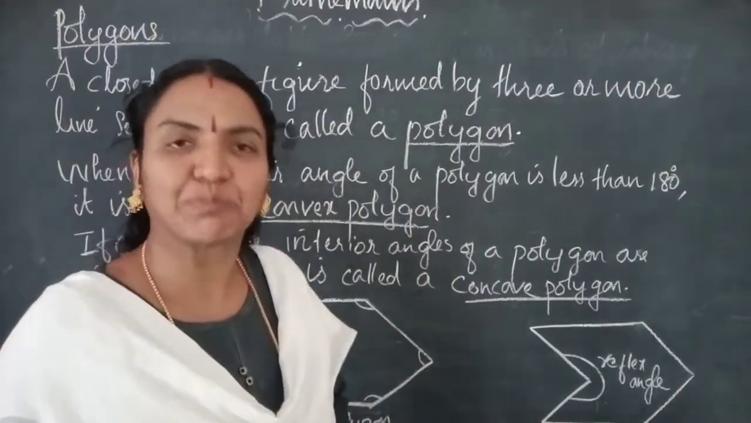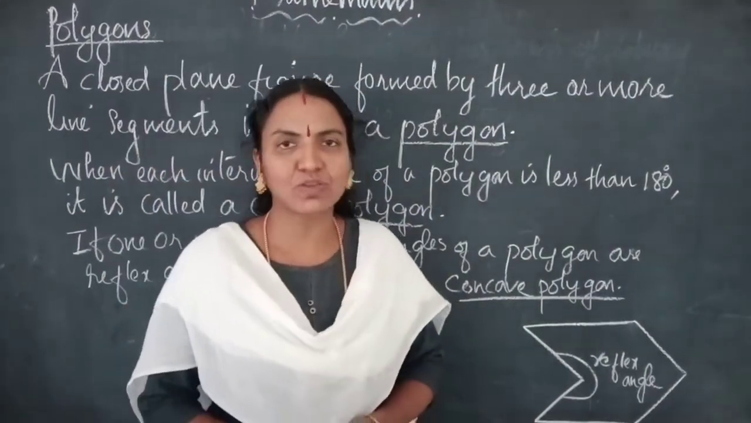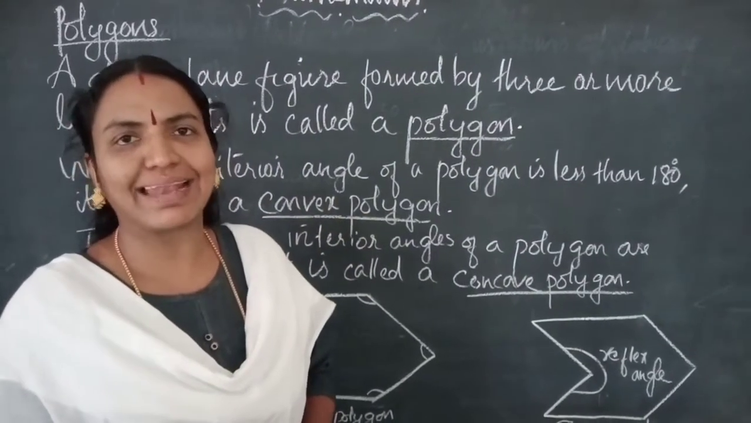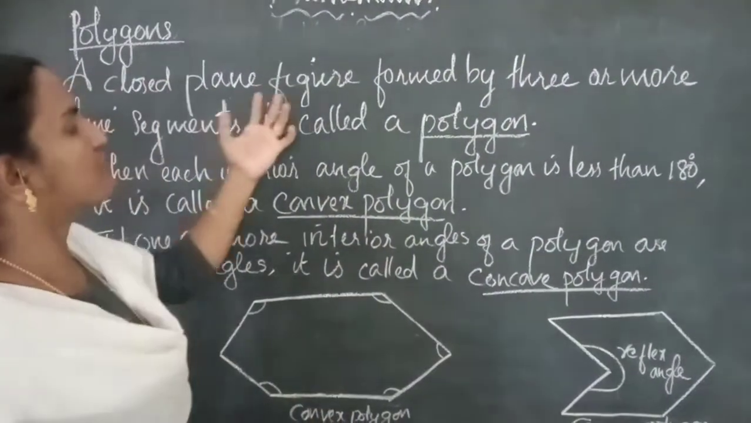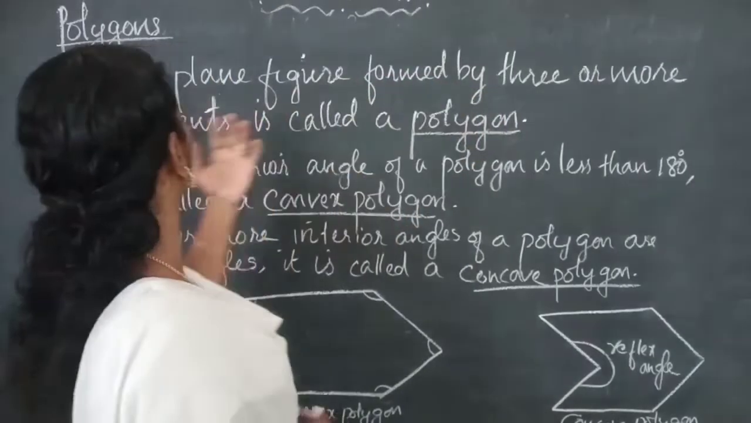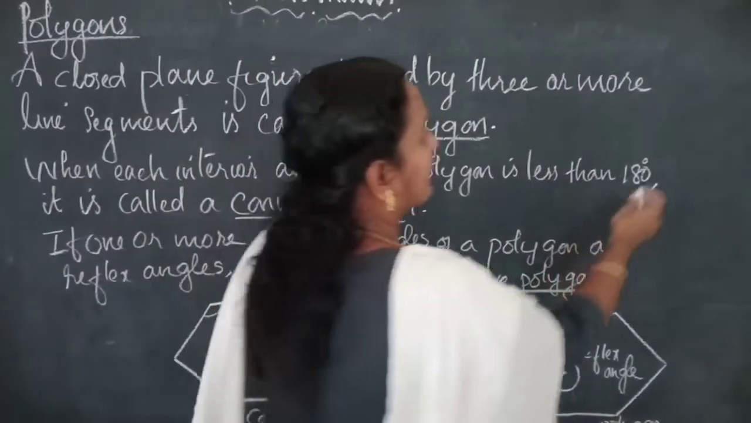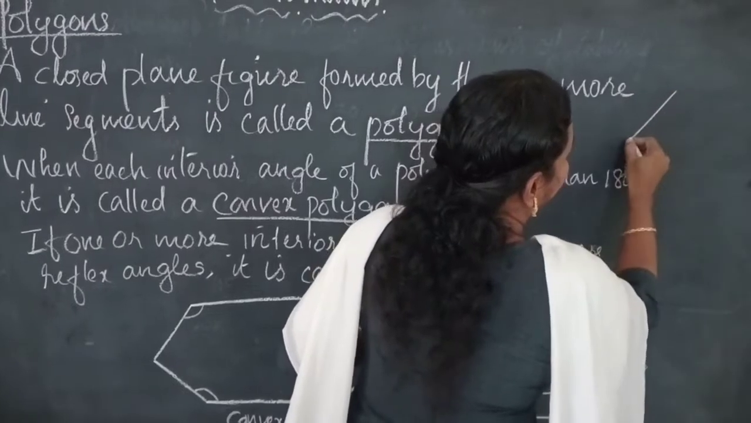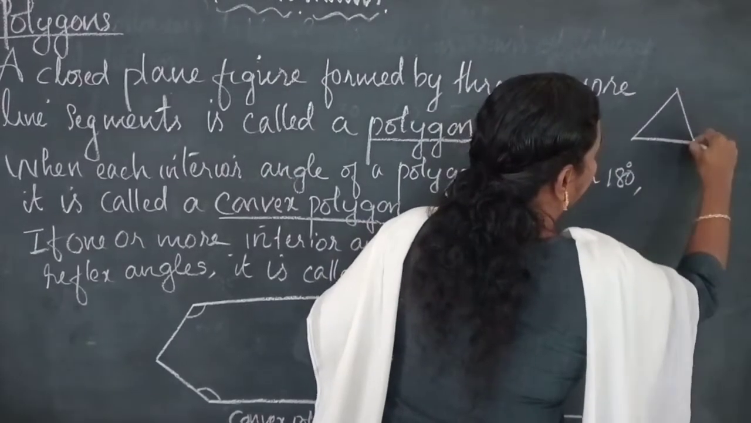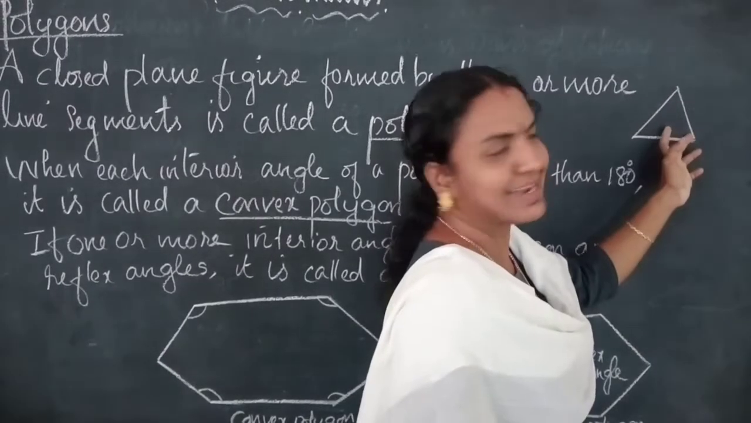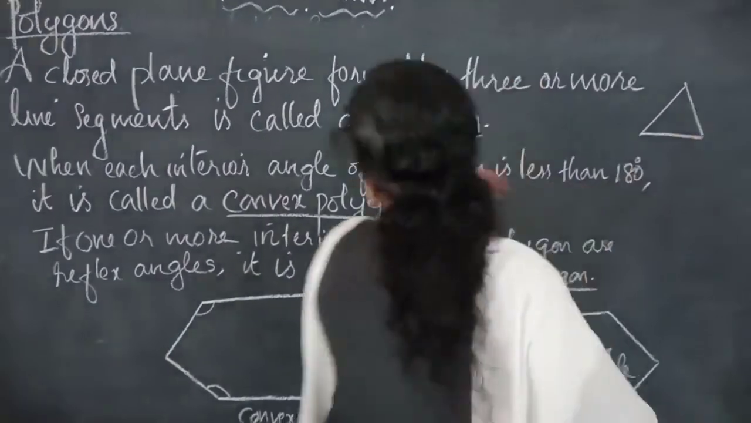First, we shall discuss polygons. A polygon means a closed plane figure made up of three or more line segments. So a closed plane figure formed by three or more line segments is called a polygon. For example, a triangle is a closed figure made up of three line segments. It's an example of a polygon.